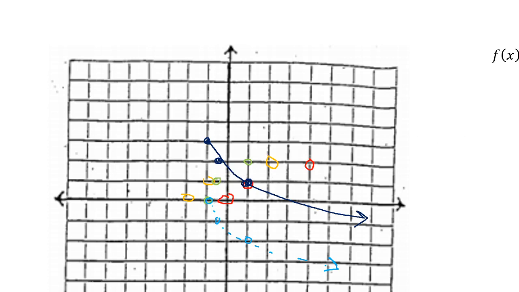Negative on the outside, that flips over the x-axis, so it becomes my blue one right here. I even drew a little dotted line so you can see the direction that it's going. It's cool to do that sometimes. And then finally up 3 gets me these dark blue points here. So there's that one. Got a couple more.